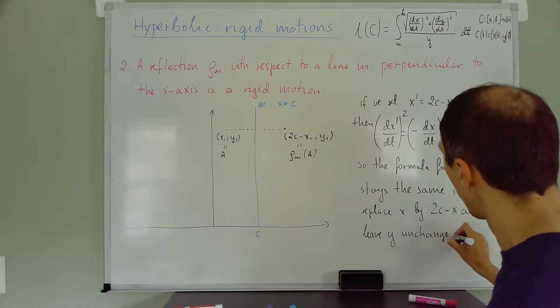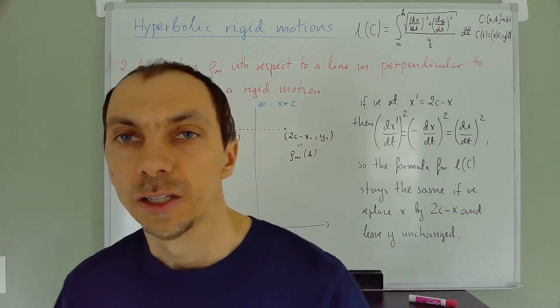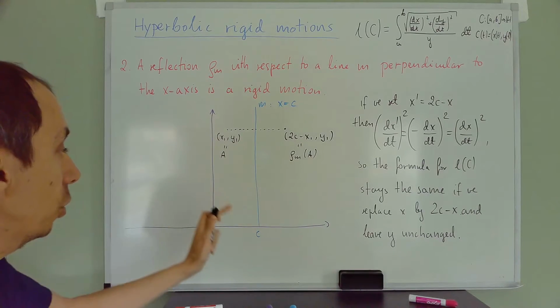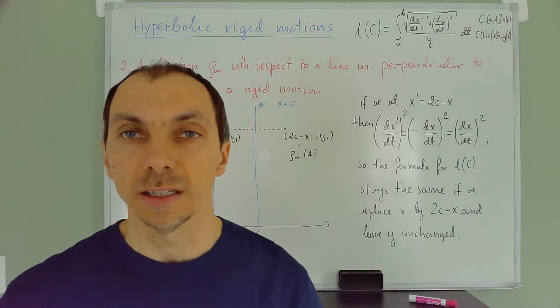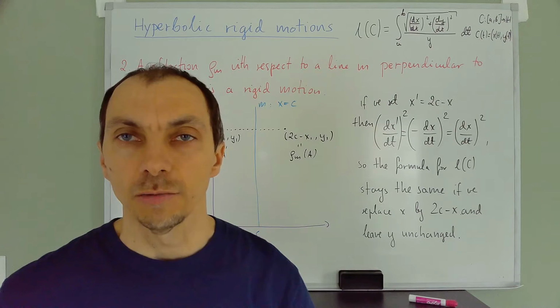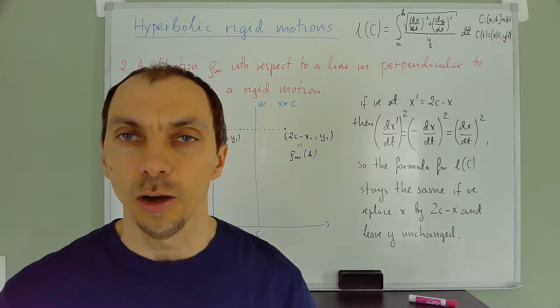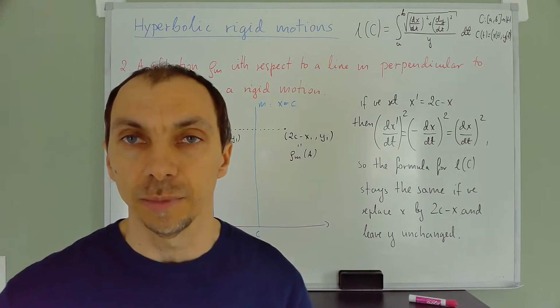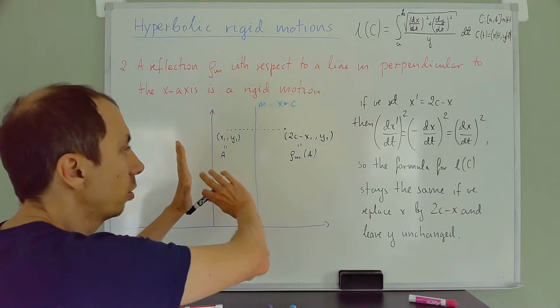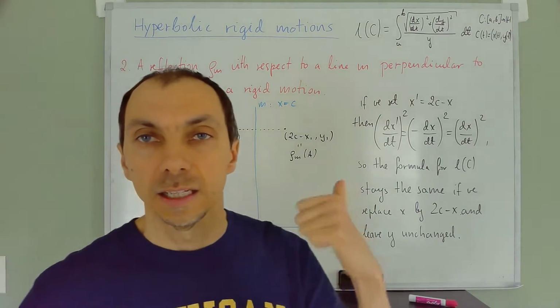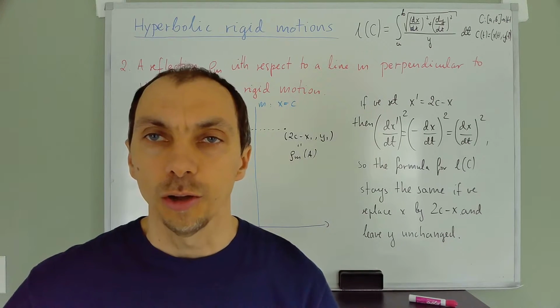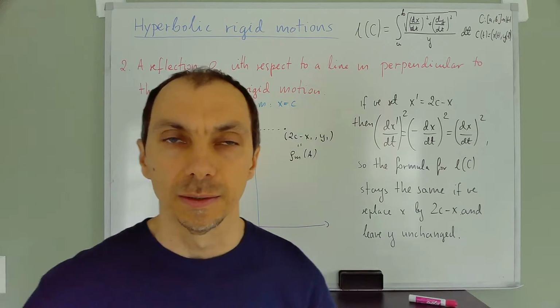So translation parallel to the x-axis and a reflection with respect to a line perpendicular to the x-axis are examples of rigid motions in both cases, namely on the hyperbolic plane and on the Euclidean plane. Remember that any translation on the Euclidean plane was a rigid motion, and any reflection on the Euclidean plane was a rigid motion, but translation parallel to the x-axis, and reflection with a line perpendicular to the x-axis, represent rigid motions on this planar representation of the hyperbolic plane.